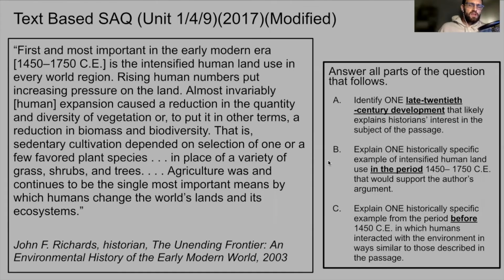All right, so it looks like for this SAQ, we have a stimulus that comes from a book about environmental history from the 2017 exam, and it has been modified slightly for the sake of this presentation. It looks like it's discussing the rise of the human population, as well as the increasing lack of diversity in the food being produced around the world.